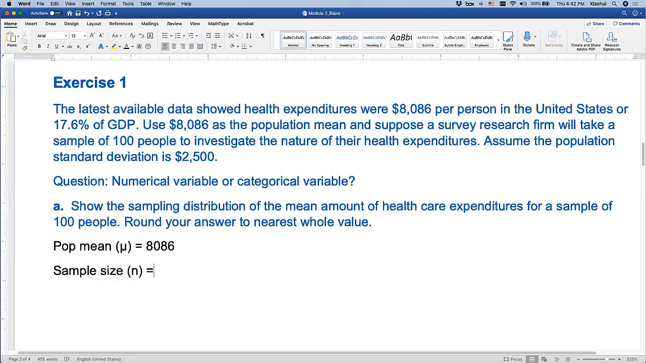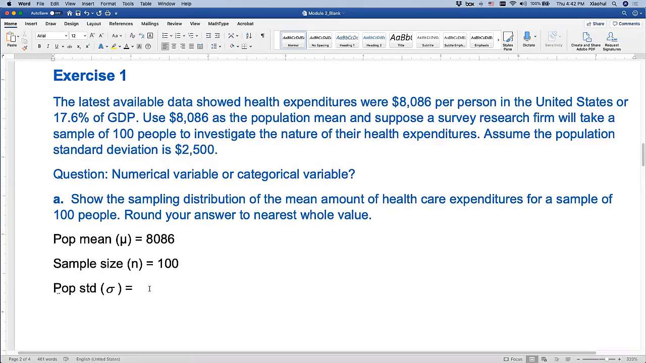Okay, and the next one is, do we have the sample size? I'm going to use a small letter n, remember? Do we know what the sample size is? 100, right, it is given here. We'll take a sample of 100. You guys see it? Very, very important you write it out. Okay, population standard deviation. Do we know the population standard deviation? This is easy. 2,500, right? Okay, great.